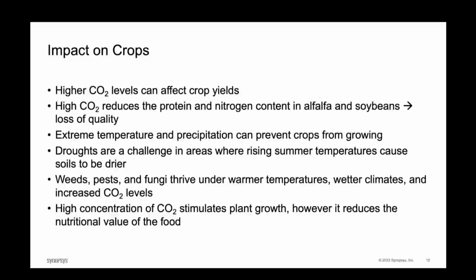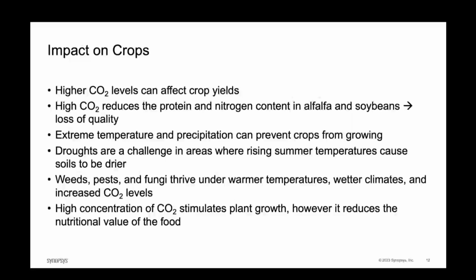So the impact on crops: higher CO2 levels can affect crop yields. So the yield will not be good. High CO2 reduces the protein and nitrogen content in alfalfa and soybean, a loss of quality. And maybe the high CO2 will increase the productivity, but will reduce the quality of the food we are growing.